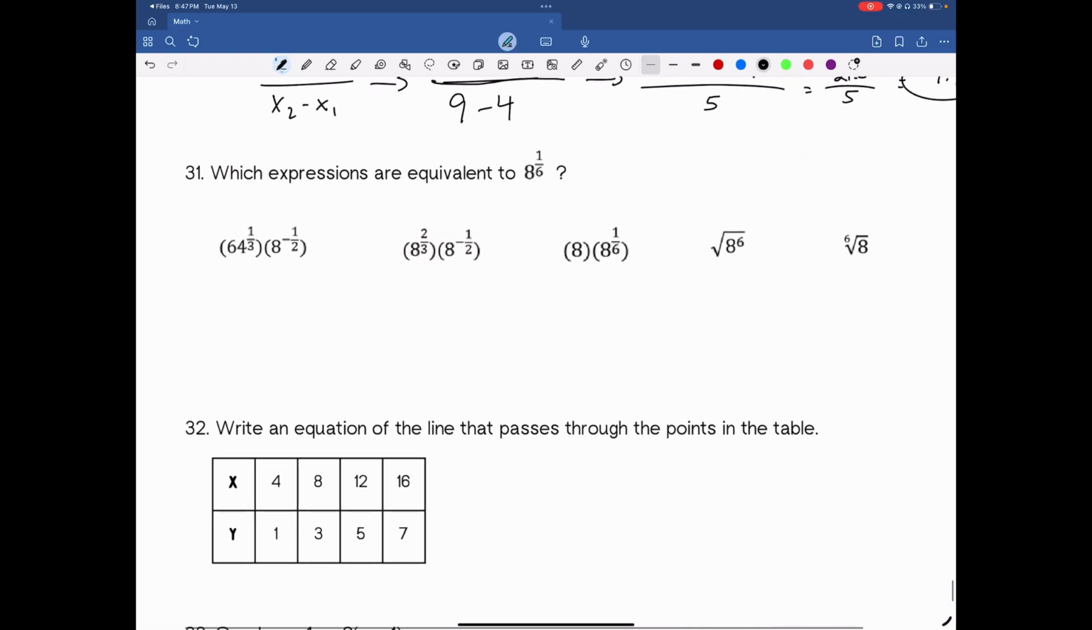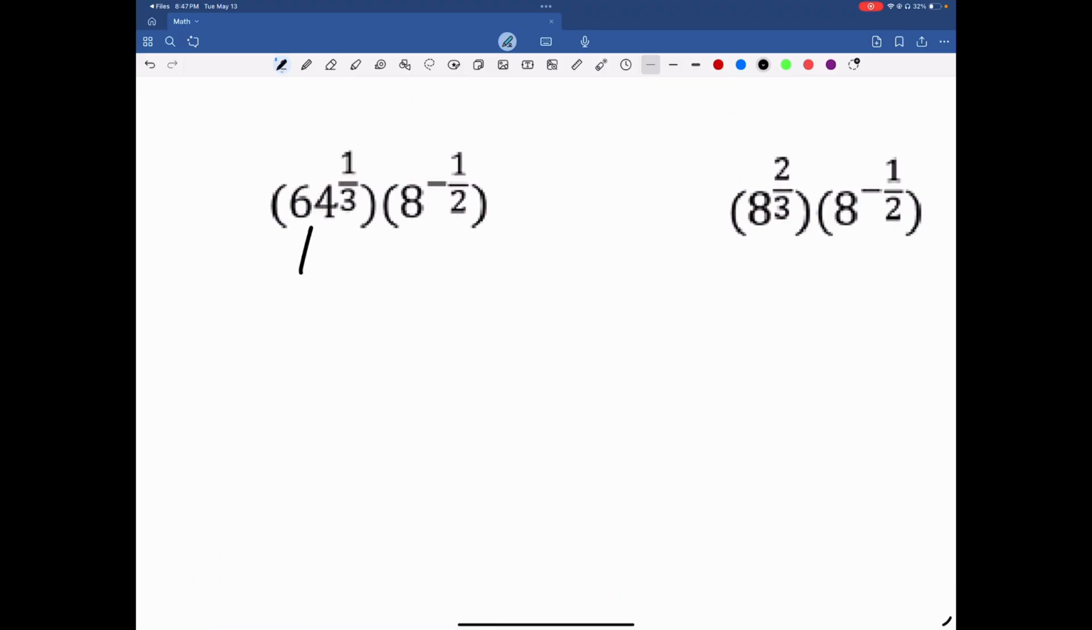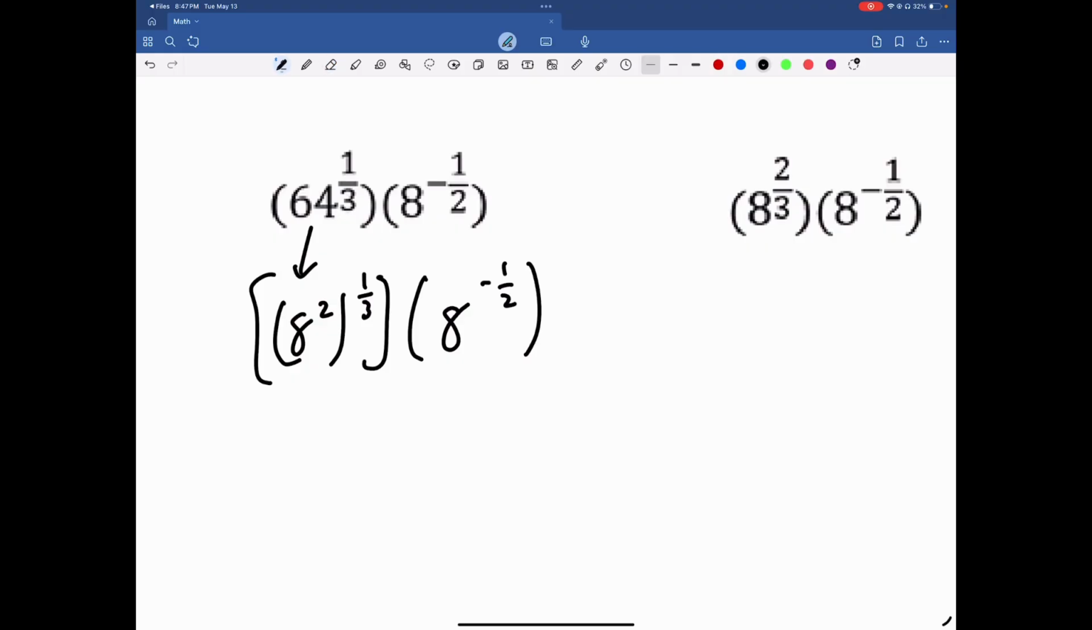All right. Which expressions are equivalent to the same if we simplify as 8 to the 1/6 power? So let's go through one by one here. So 64 to the 1/3, we can rewrite 64 as 8 squared, to the 1/3, and then times 8 to the negative 1/2. So we multiply these exponents, so we have 8 to the 2/3 times 8 to the negative 1/2, and we're going to add those exponents.